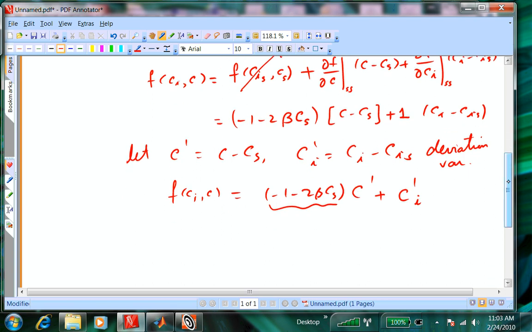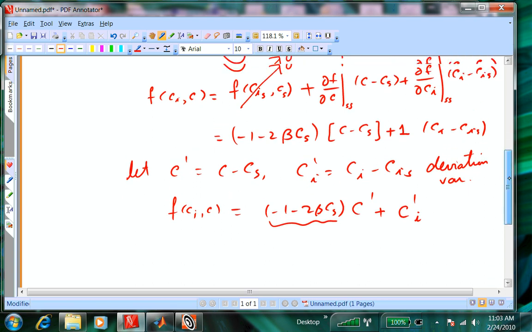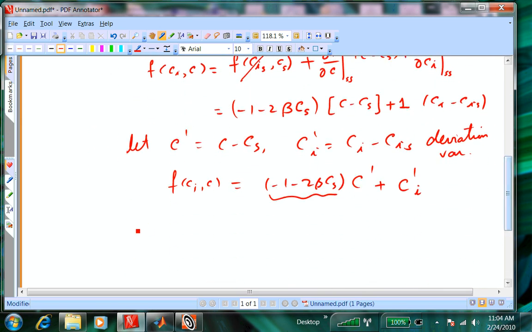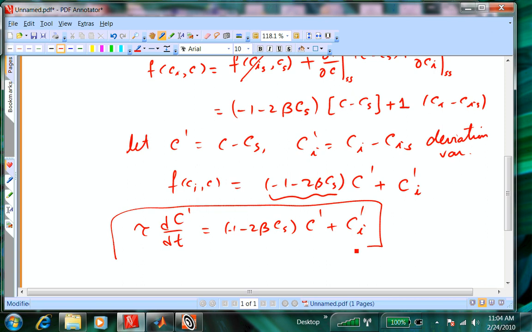And then the last step is the original equation. So write this as tau dC prime/dt equals minus 1 minus 2 beta C hat times C prime plus CI prime. That is your linearized model in the dynamical domain, in the time domain.